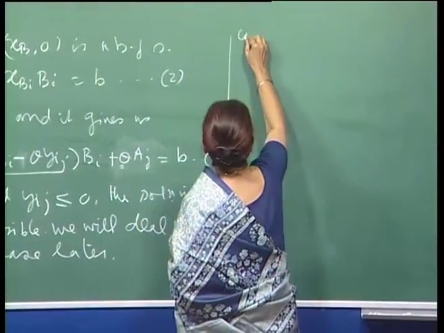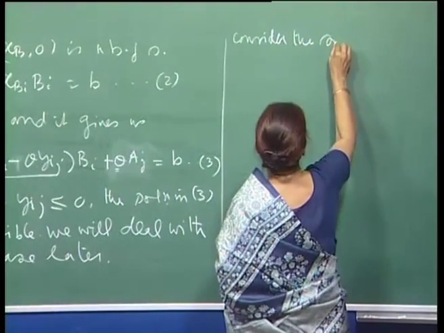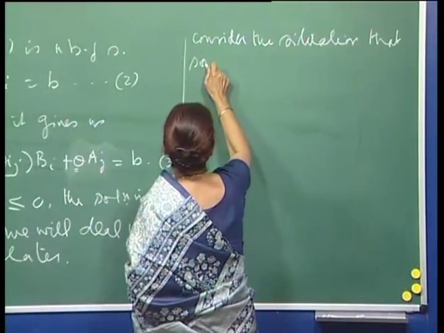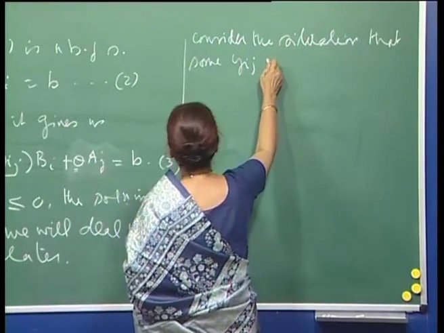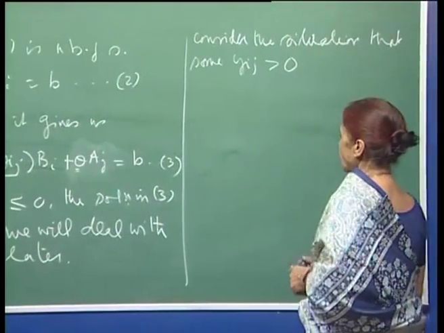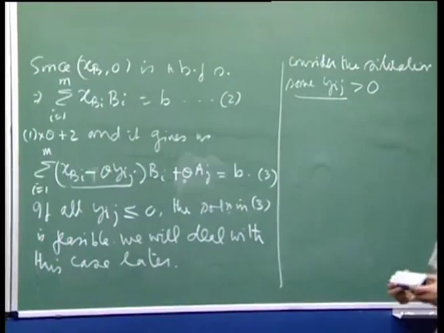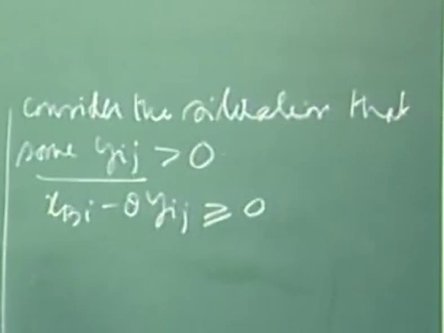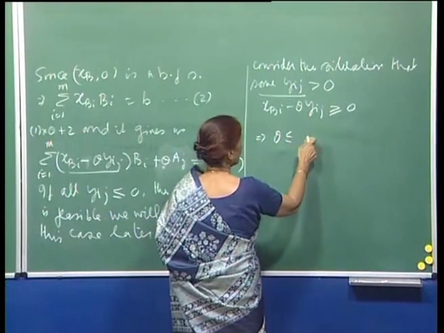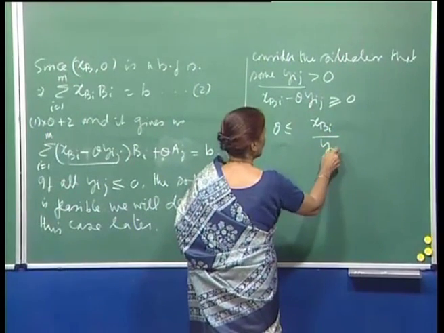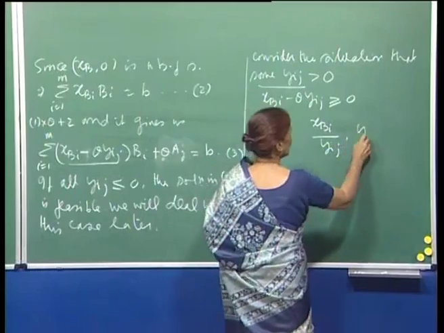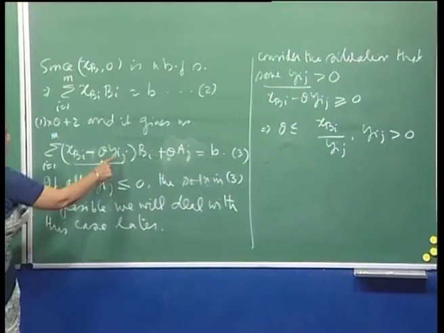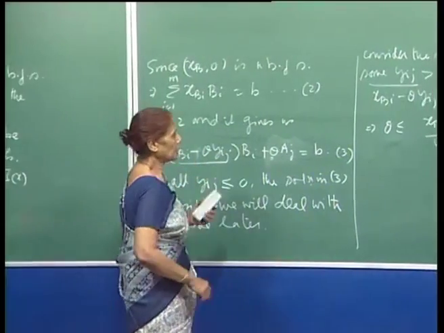So, now let me consider the situation that some yij's are greater than 0, or at least one of them is positive, right. In that case, I require that xbi minus theta yij should be non-negative, which implies that theta is less than or equal to xbi upon yij, such that yij is positive. For negative ones, I don't have to worry about the sign. It's only whenever yij is positive that I have to worry about the sign of this term, and so I put a condition on theta.